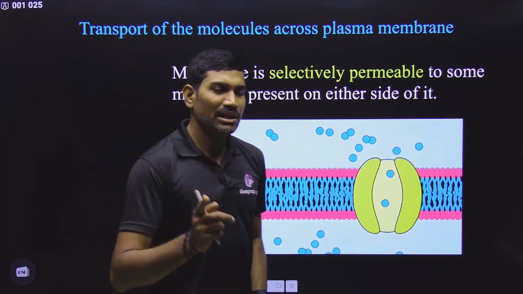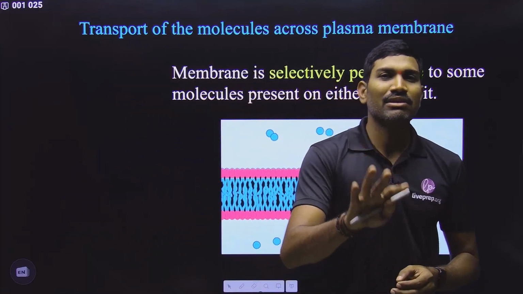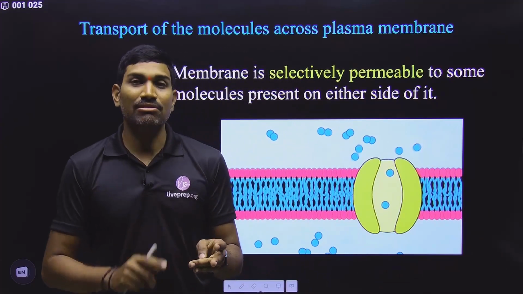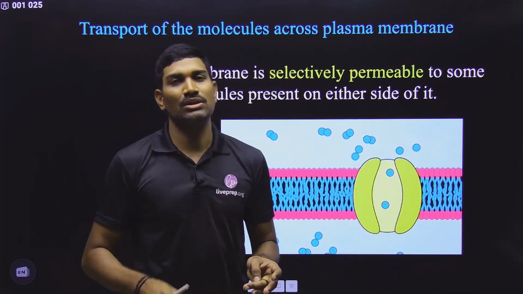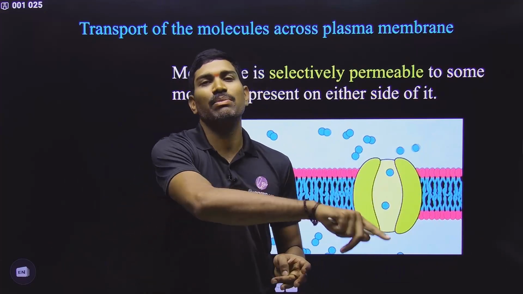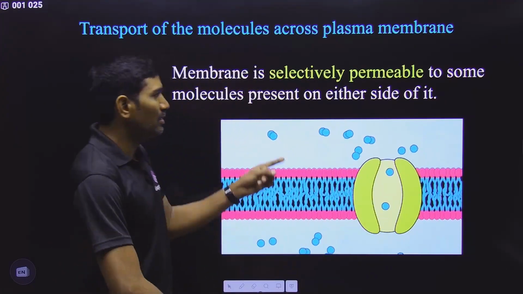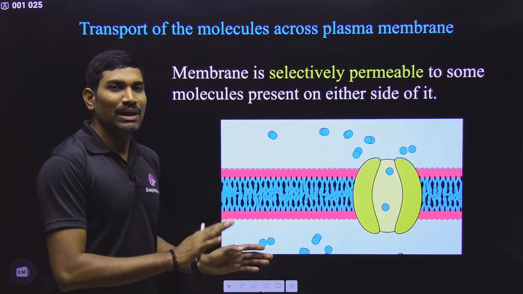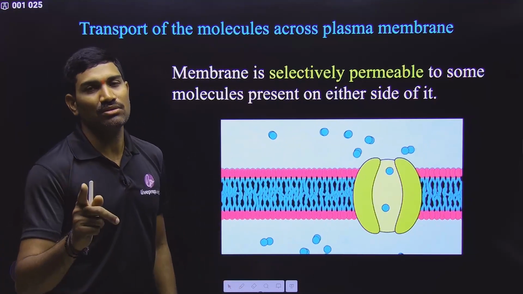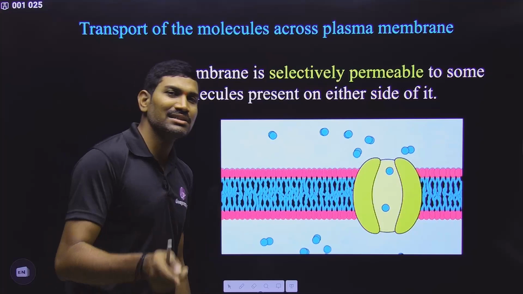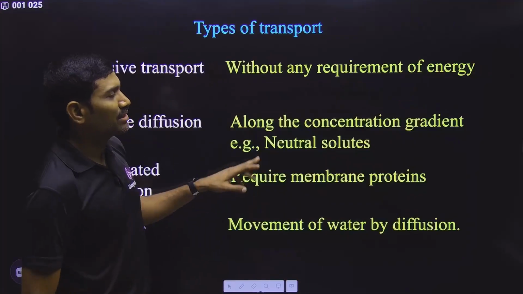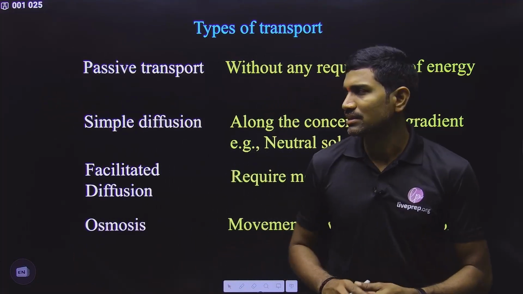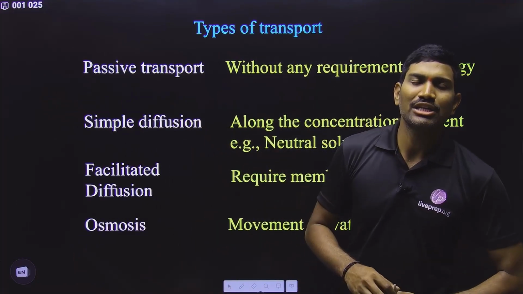Once again, semi-permeable means it will allow the movement of only water. Solutes cannot pass through this. But selectively permeable means water can pass through and even some solutes can pass through. That is called selectively permeable. So the plasma membrane is selectively permeable. You should not say that the plasma membrane is semi-permeable. That is wrong. It is selectively permeable. Very important for examination. Now, based on the movement of these things, we are studying different types of transport.